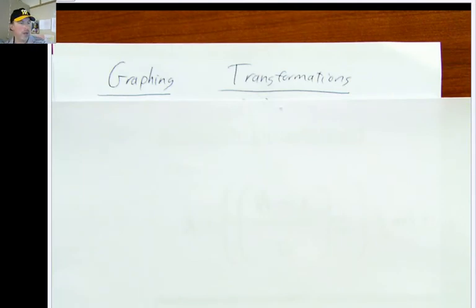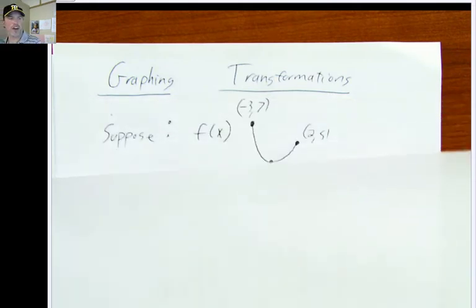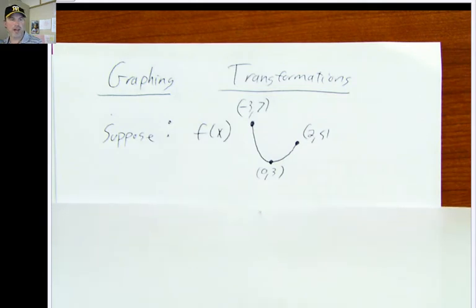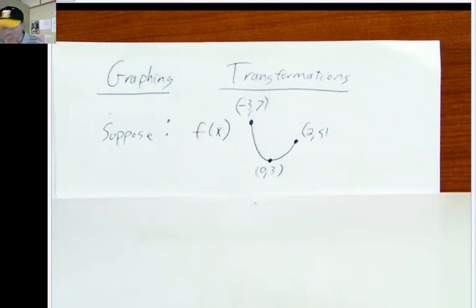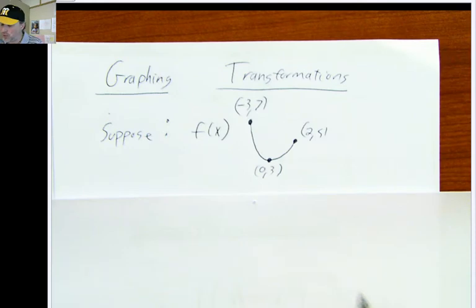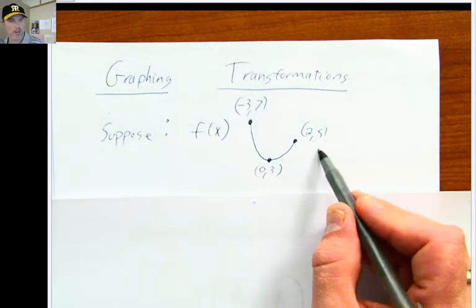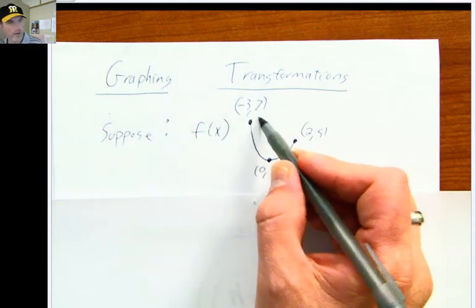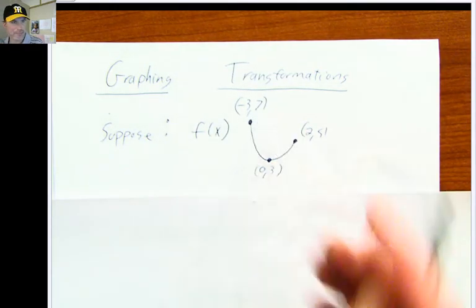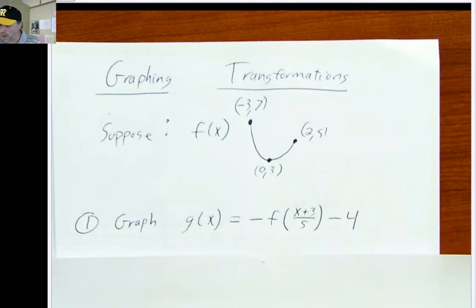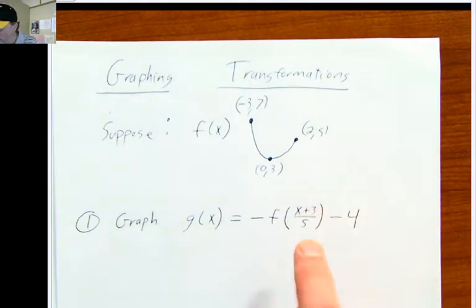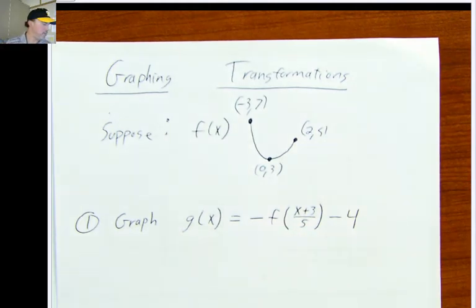Let's go ahead and get into this. This lesson is for team non-graph paper. So suppose you had this f of x equation, and it's just a graph, and they give you these three coordinates: the coordinate (0, 3), the coordinate (2, 5), and the coordinate (-3, 7). And they'd like us to graph g of x, which is equal to negative f of (x + 3)/5, minus 4.